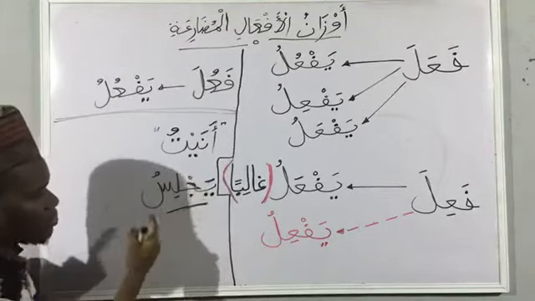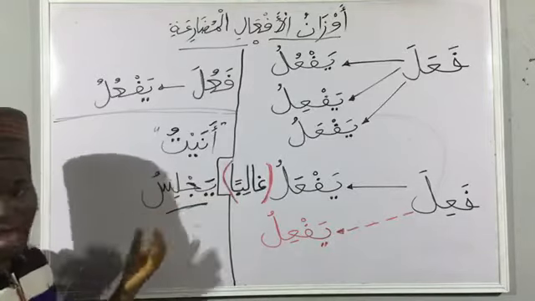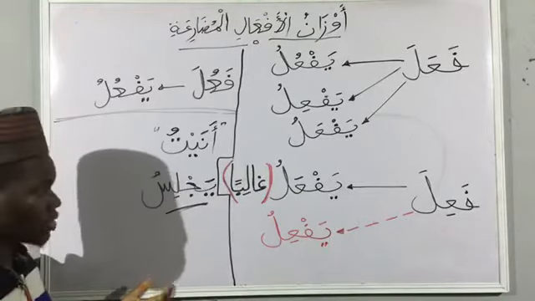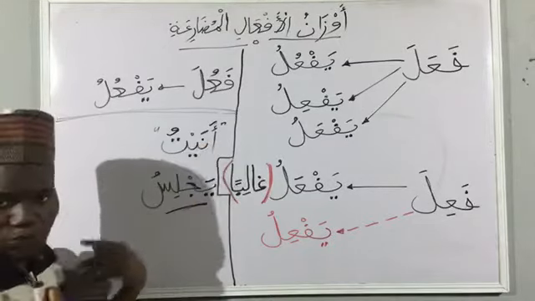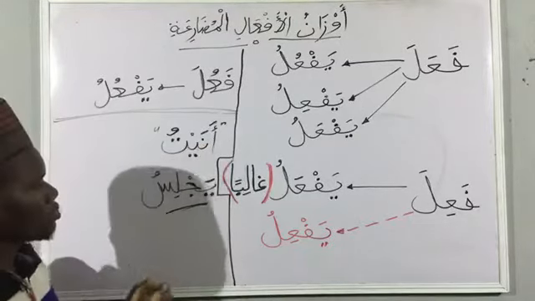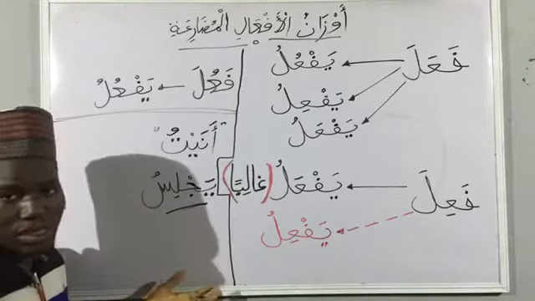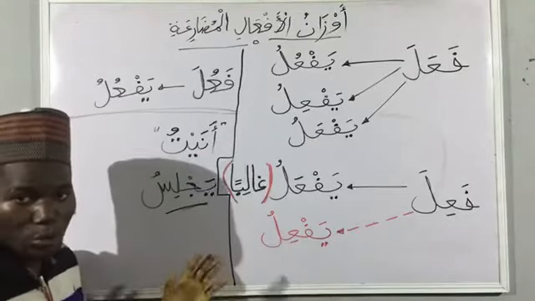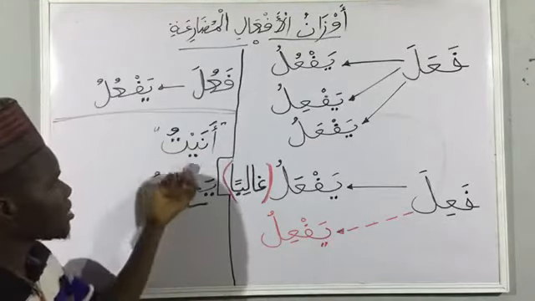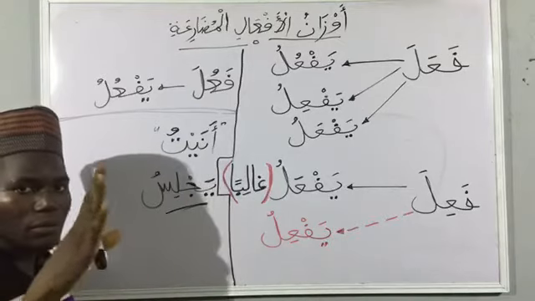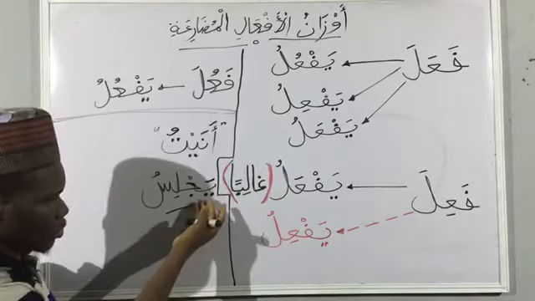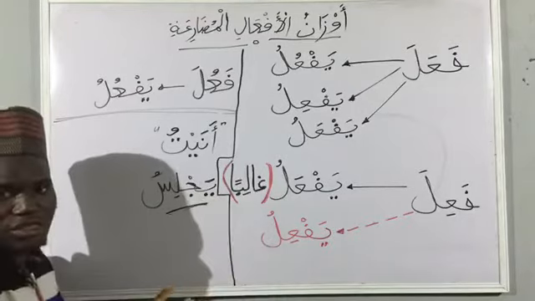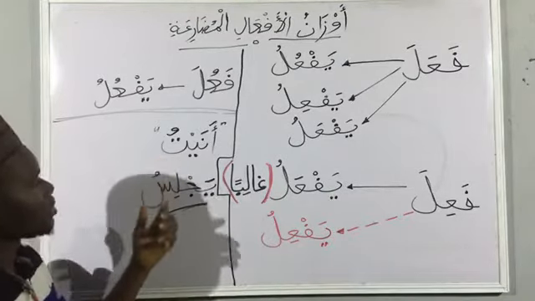So what is Alif used for? If I attach Alif to this, I will have Ajlisu. What does that mean? That means I sit. So Alif is used for the speaker. Nun, Najlisu, is for plural of speakers. Then Ya is used for Gha'ib, third person, the person that is not here. So Yajlisu, that's the example we have here. Yajlisu means he sits.